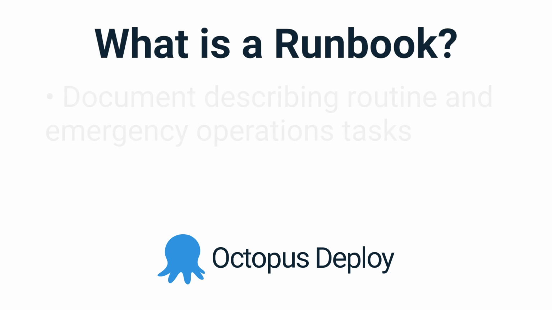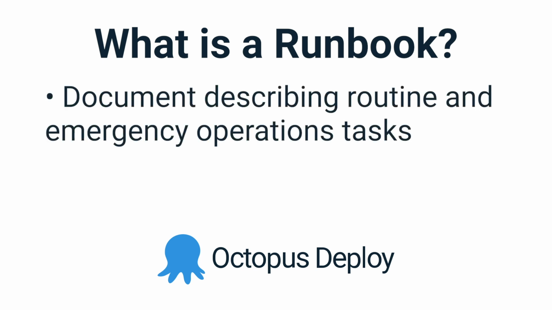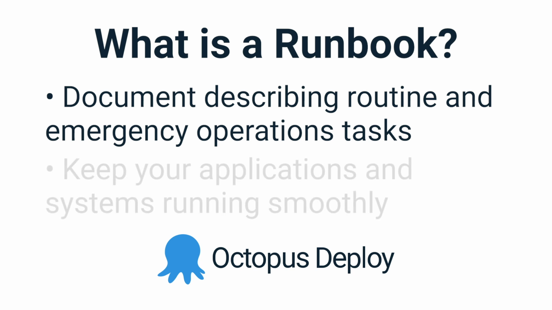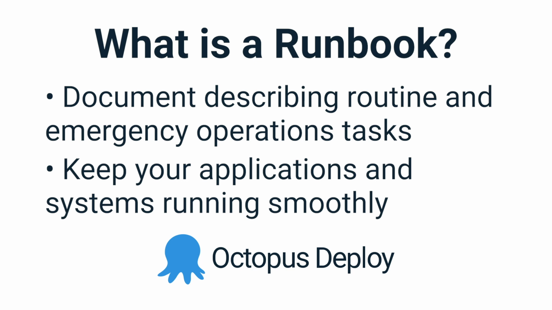Traditionally, a runbook is documentation that describes an IT process step by step to perform routine or emergency operations tasks. Things to keep your applications and systems running smoothly. And most teams have something like this. Unfortunately, they're often out of date or incomplete.